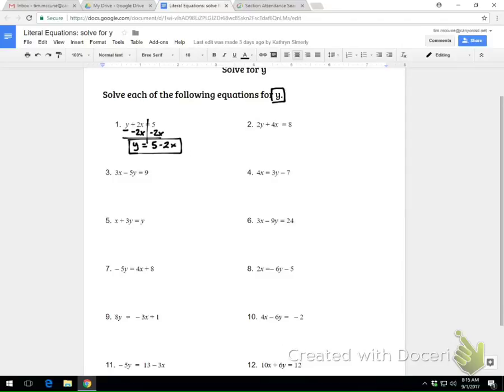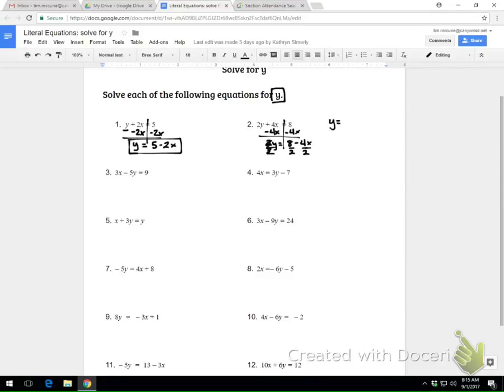Okay? So look at number 2. If I draw my line, what do you think I do first? Subtract 4x. So that gives me 2y equals 8 minus 4x. Now what do you think you do? What's 2y really mean? 2 times y. So you divide everything by 2. So these 2's cancel, so you get y.